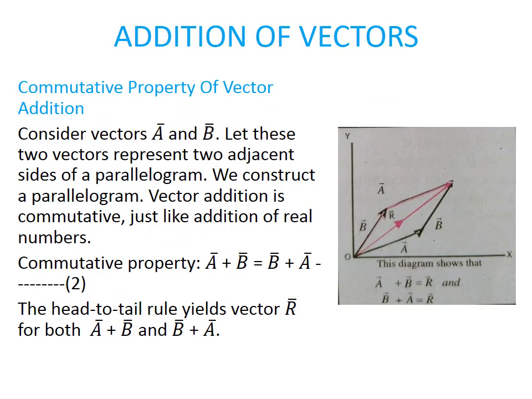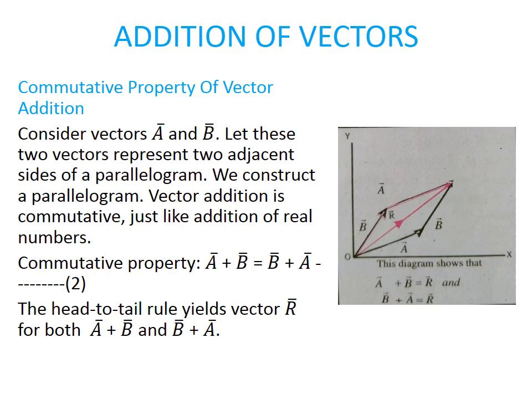Continuing the addition of vectors, now we have the commutative property of vector addition. Consider the two vectors A and B. Let these two vectors represent two adjacent sides of a parallelogram. Now first we construct the parallelogram by placing vector B onto the head of vector A, or by placing vector A onto the head of vector B by the head to tail rule. In both cases, the resultant will be R.